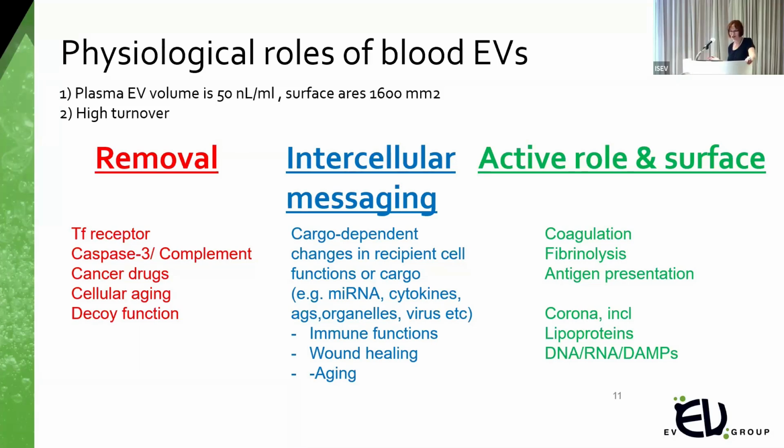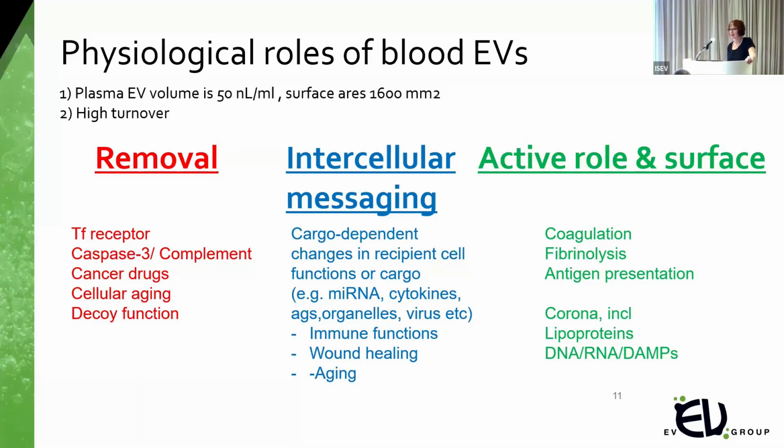Transferrin receptor in exosomes. Everybody knows this because that's how exosomes were first described. Also cells that are facing apoptosis can maintain healthy status by removing caspase-3. Or if they are under attack from complement, they can remove the complement material in EVs. Cancer cells certainly want to get away with the chemotherapeutics, and then there are processes that we don't yet understand very well, what the molecules are that are getting disposed of, but there are things happening in cellular aging. And this can work also as a decoy function.